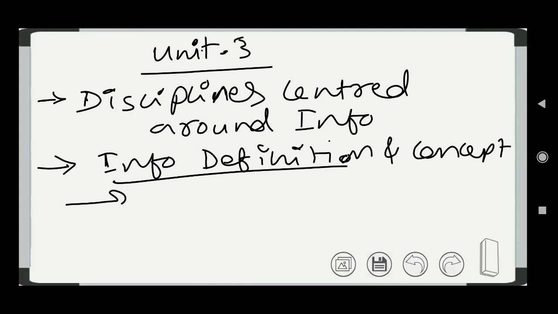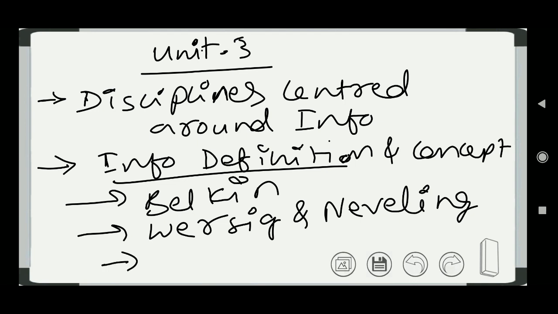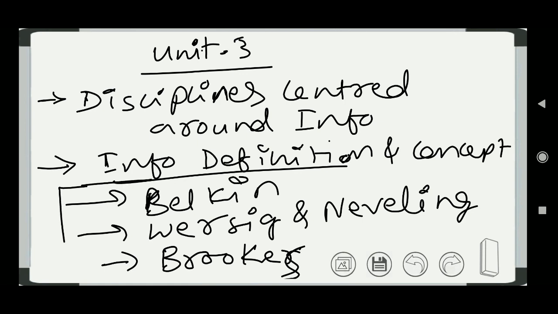Here the Belkin approach, Borsig and Naveling approach is important, and also Brooks approach is important. These 3 approaches are important in this concept about information definitions and concept. These 3 approaches are very important.